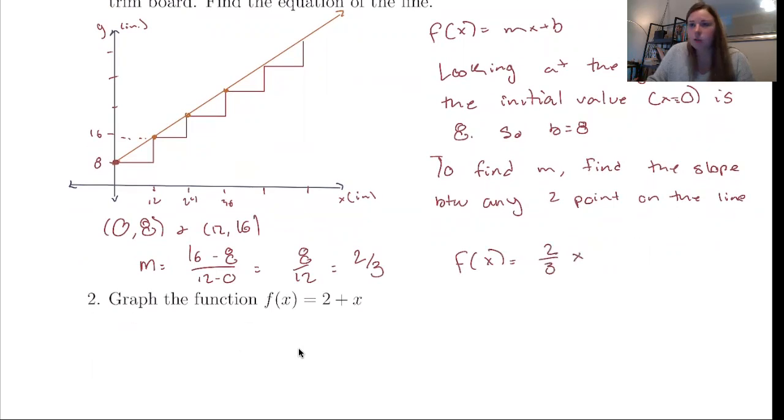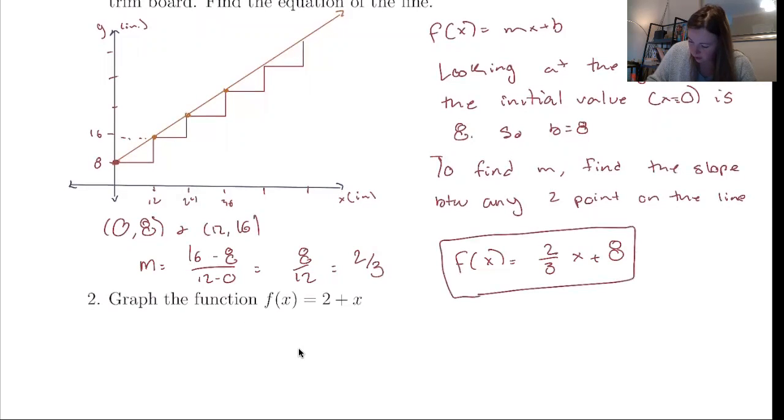You could also do 2x/3. That's the same thing. Plus 8, and that's it. And when we write functions, nothing in the function needs any units. I hope that's clear. Just when you give an answer, that's when you include units. So don't write plus 8 feet. You don't need that.